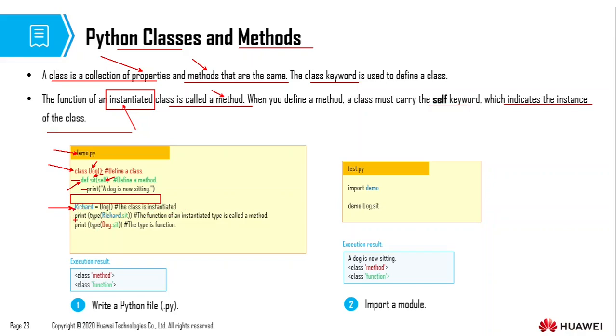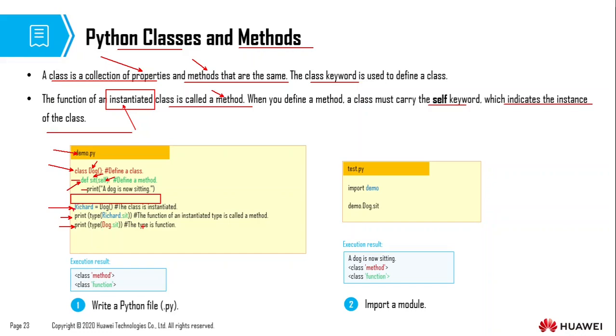Then after that we are printing. Then we have type richard.sit. So we just want the data type of richard.sit. We are calling this particular method using this particular object. Then we also want print type dog.sit. So dog.sit, we're just using the class name, then the function name. We have not instantiated.